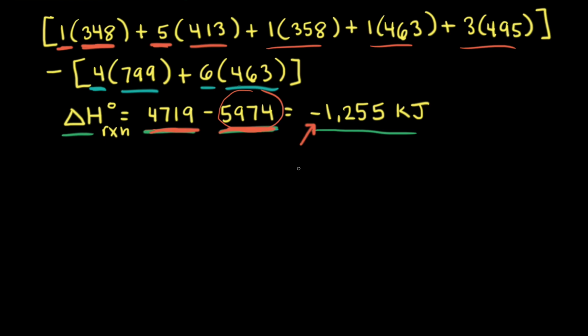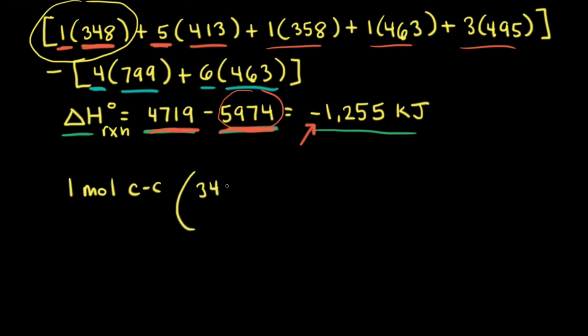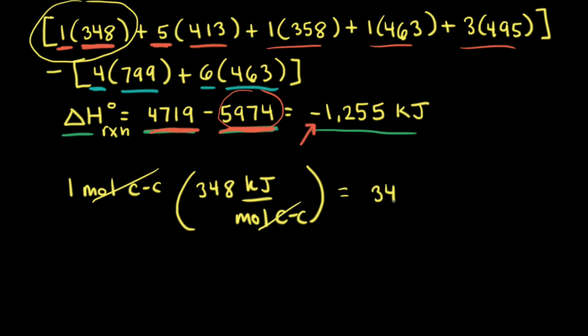Finally, let's show how we get our units. So to get kilojoules as your final answer, if we go back up to here, we wrote a 1 times 348. The 1 is referring to breaking 1 mole of carbon-carbon single bonds, and the 348, of course, is the bond enthalpy for a carbon-carbon single bond. So this was 348 kilojoules per 1 mole of carbon-carbon single bonds. When you multiply these two together, the moles of carbon-carbon single bonds cancels, and this gives you 348 kilojoules. And so that's how to end up with kilojoules as your final answer.